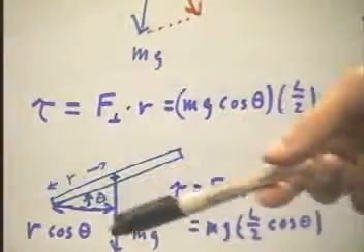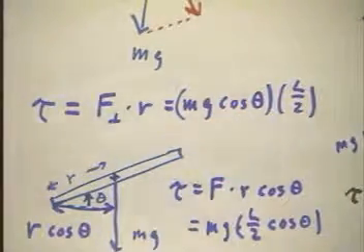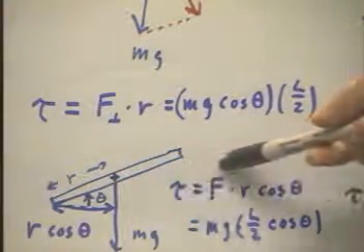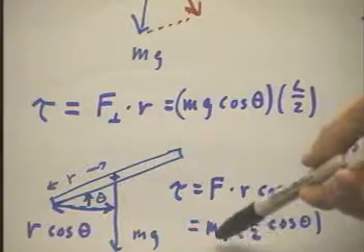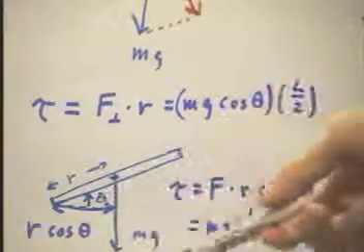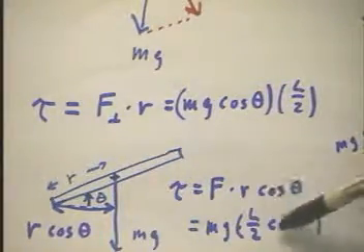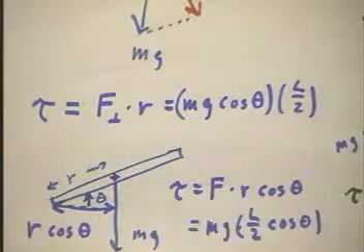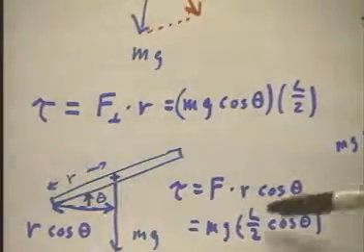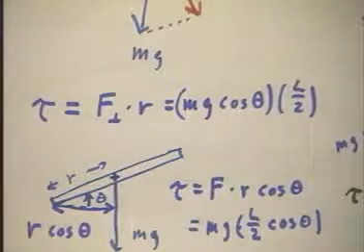The trigonometry here is very straightforward. The torque then is F times r cosine theta. The F is the mg of the weight, and the r cosine theta is L over 2 cosine theta. So we get torque is mg times L over 2 cosine theta. This is of course the same thing we got here.